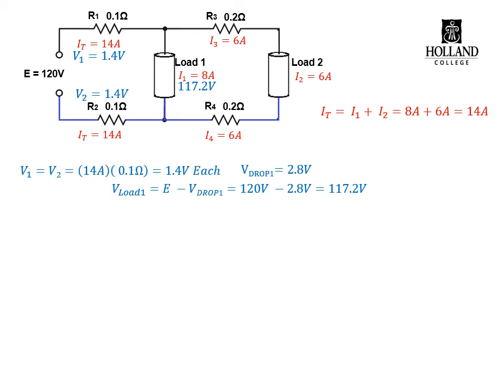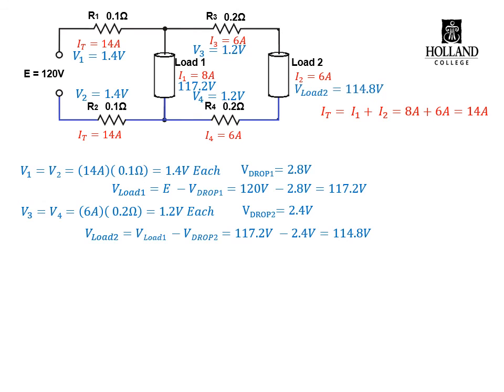As we move further down the line through resistors 3 and 4, each of those is going to have a voltage drop of 1.2 volts. Now, if we wanted to calculate the voltage to load 2, you have a couple of options. You could start off with your source voltage and subtract V1, V2, V3, and V4 in order to get load 2. But we've already subtracted V1 and V2 from E to get the voltage at load 1. So if we want the voltage at load 2, all we have to do is take load 1's voltage and subtract the voltage drop on the second loop. So if we take the 117.2 and subtract our 2.4, we end up with a load voltage of 114.8 volts.